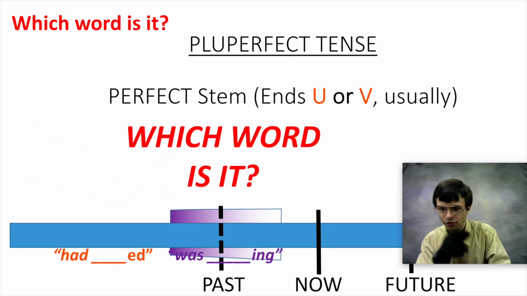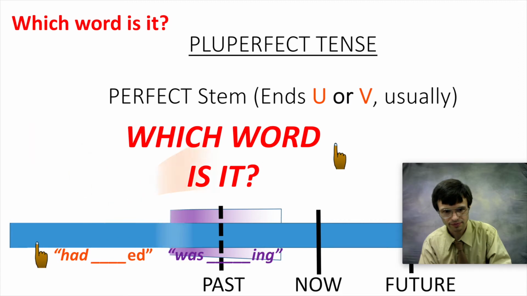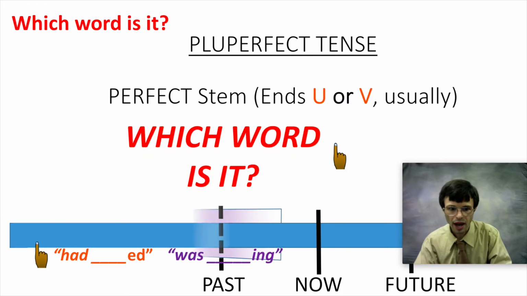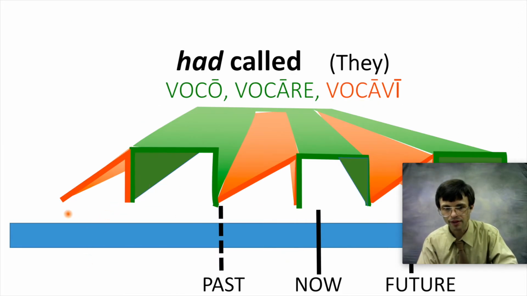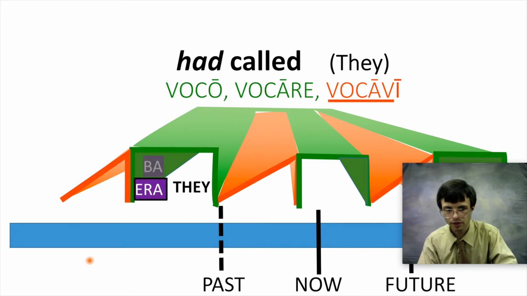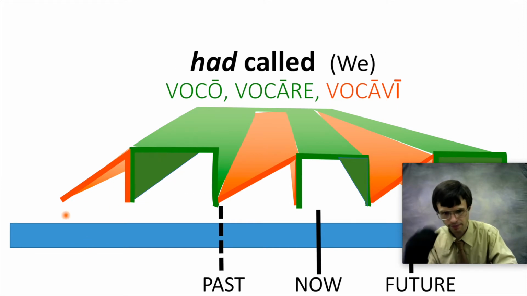All right, so now you try it. Which word is this? Hopefully you got vocaverat. So what about this one? Vocaveram. And this one? Vocaverant. And I don't need to do these. You can do the rest on the PowerPoint, which is downloadable in the description of this video.